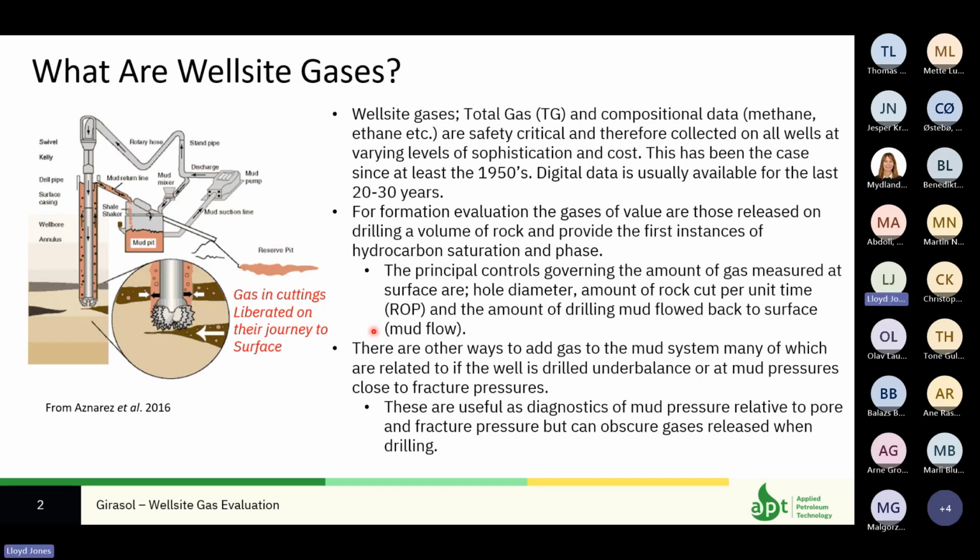There are also other ways to add gas into the mud system. Many of these are related to how the well is drilled. So are you underbalance or overbalance? Are you inducing fractures if you're close to fracture pressure? And is there any wellbore breathing allowing mud flow back into the system when you're making a connection, for example? And these are really important to know because connection gases, trip gases, pumps off gases, etc., they'll give you really a large number of false positives in what might be interpreted as a zone of high gas when really it's just drilling related. And they can obscure the real geological gases.